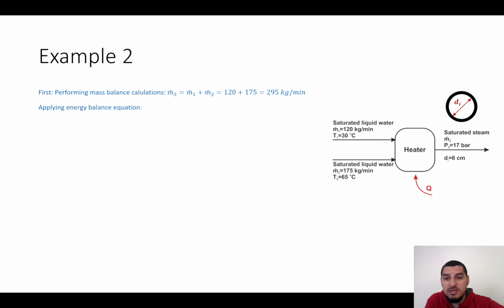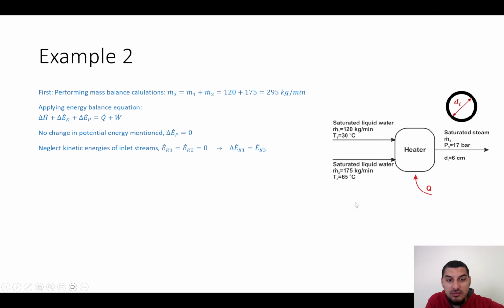Now we can write the energy balance equation for open systems, and we can cancel some terms. We have no information about the potential energy, so we will assume that the change in potential energy is 0. We have information about the kinetic energy, that the kinetic energy of the feed is neglected, which means we consider the kinetic energy of these two streams to be 0. So the kinetic energy change is only this: this minus 0, the kinetic energy of stream 3. And for the heater, there is no work.